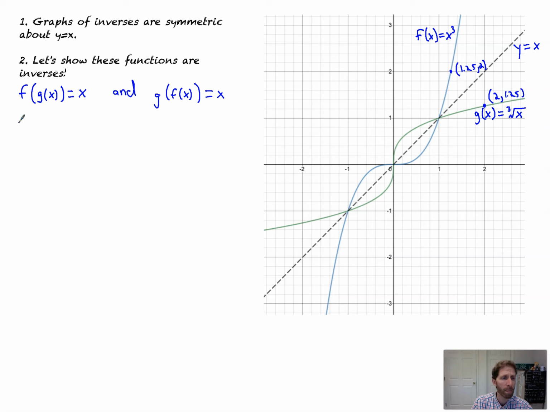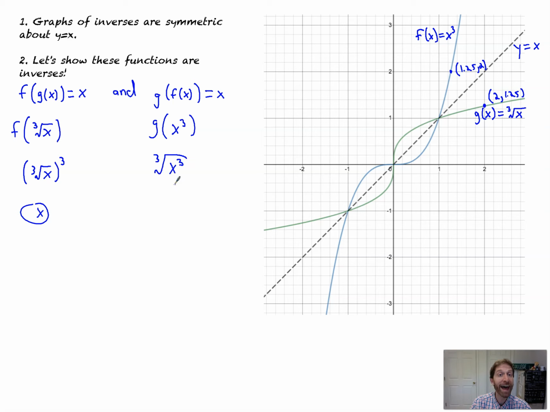We'll start out with this one. That's f of g of x, which would be f of the cube root of x, and that would be cubing whatever's in there. So now I've got the cube root of x, cubed. Very nice. They undo each other. We get x. Great. Let's check it the other way. This would be g of f of x, with f of x being x cubed. That is then equal to g cube rooting things, so the cube root of x cubed, and that is equal to x. Since the composition going both ways is equal to x, we're in good shape.